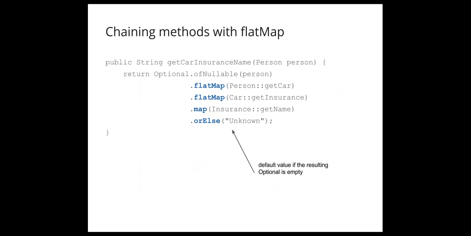Next, we want to extract the insurance. But the method getInsurance now also returns an optional object. So that's why we have to call flatMap again. What we get out is an optional of an insurance. And finally, we only call map here because we want to extract the name, and getName returns a string, not an optional. So that's why we call map.